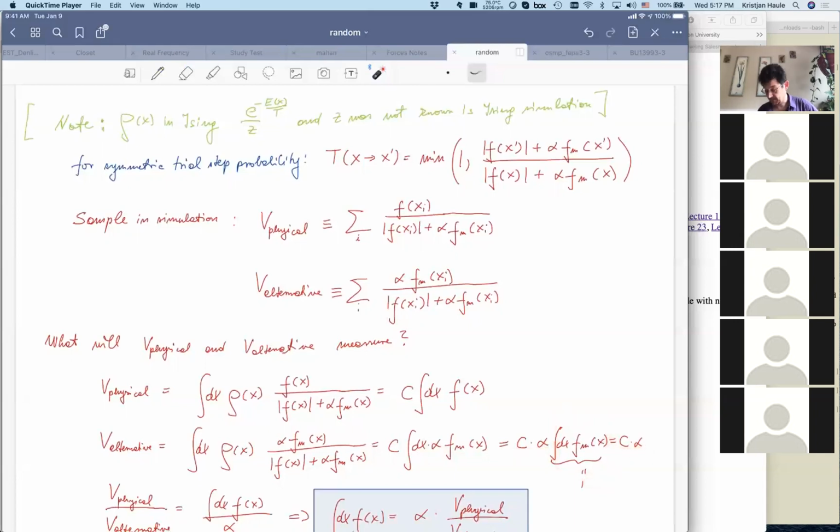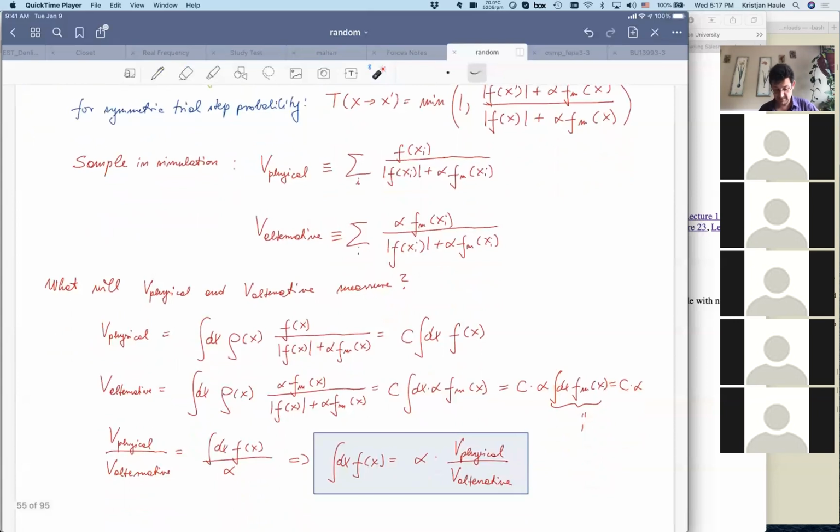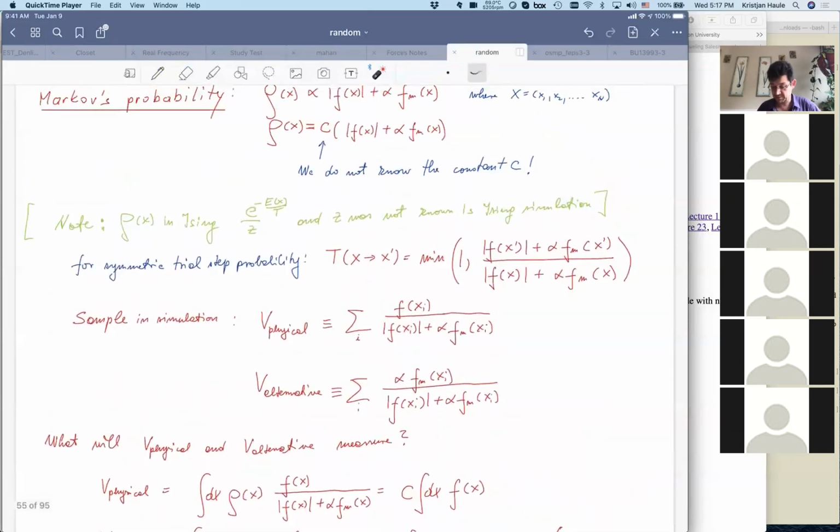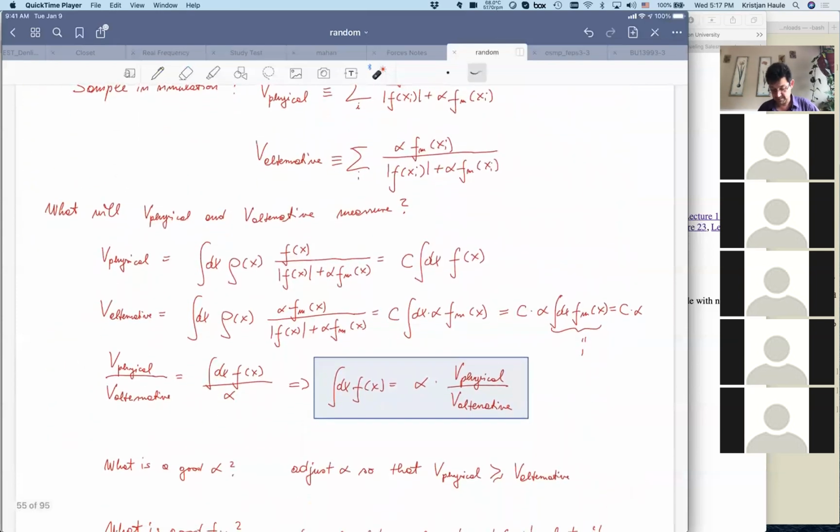But that's nice. Now I can take the ratio of these two quantities, and the constant c, which we don't know, cancels out from the ratio. And then we get that this ratio is the desired integral that we're looking for divided by alpha. Alpha is a constant that we input. It's an input that we know. This is the quantity that we see. We just cook up some alpha here. We know what it is.